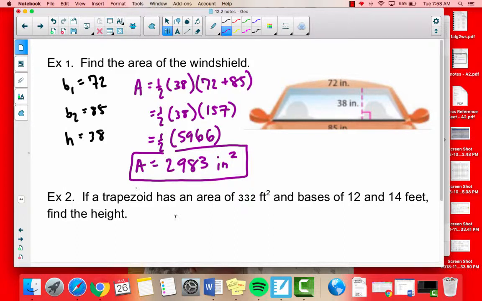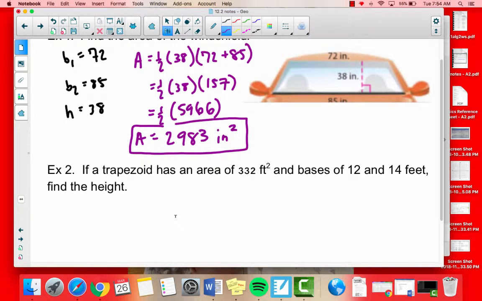All right. Example 2 is a little bit backwards because it says here they tell you the area, and then they give you the bases, and they want to know what's the height. All right, so this is going to be working backwards.